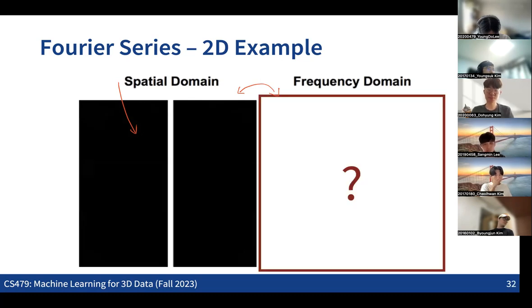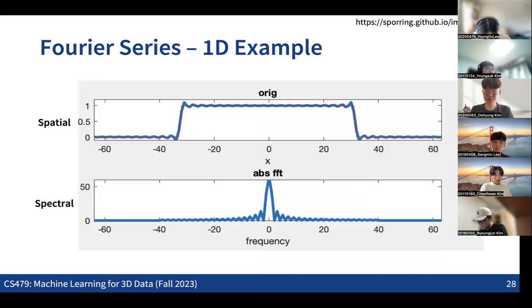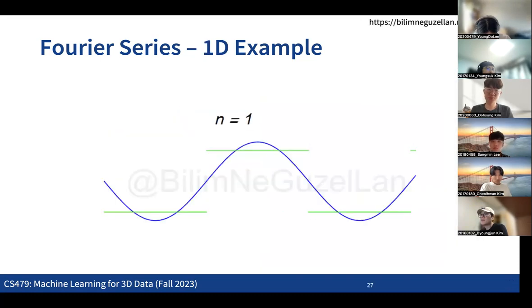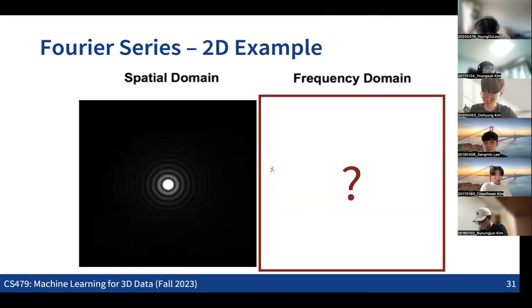How about this case? Now we have this kind of square function along only the x-axis, not the y-axis. Then we are going to see outputs like this. This is nothing but the same output as in this case, along only the x-axis: a peak at the center and a ringing effect along only the x-axis.